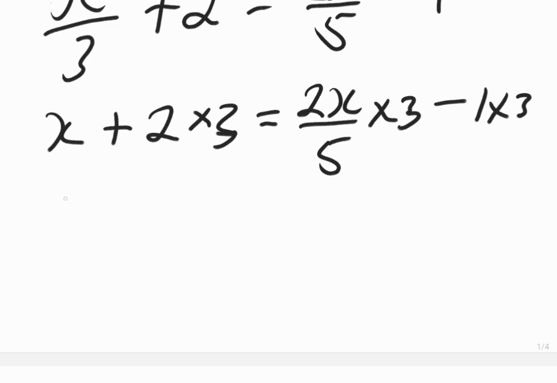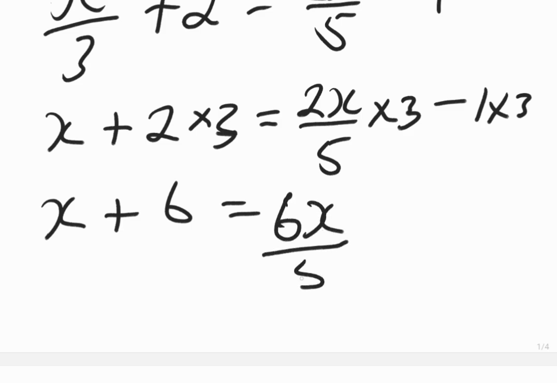Right here, s is already alone. We have s, we're still going to put it there, plus 6, 2 times 3 is 6, equals 2s times 3 is going to give us 6s over 5, right? 6s over 5 minus 1 times 3 is going to give us what? Minus 3, right? So that gives us minus 3.